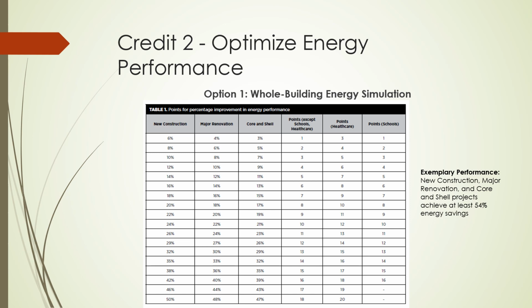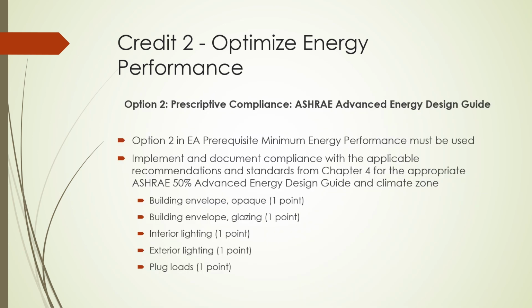You can earn exemplary performance if you earn at least 54% energy savings in new construction, major renovation, or core and shell projects. Option 2 of this credit requires that option 2 of the prerequisite be used. This is because each option uses the ASHRAE 50% AEDG to improve the energy performance. Implementation and documentation of that Chapter 4 need to be followed as discussed in the prerequisite. And you can earn points for the building envelope opaque or glazing, the interior and/or exterior lighting, and plug loads.